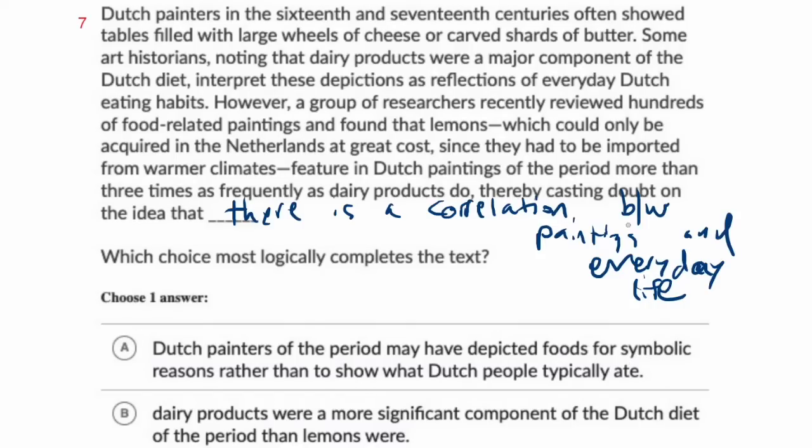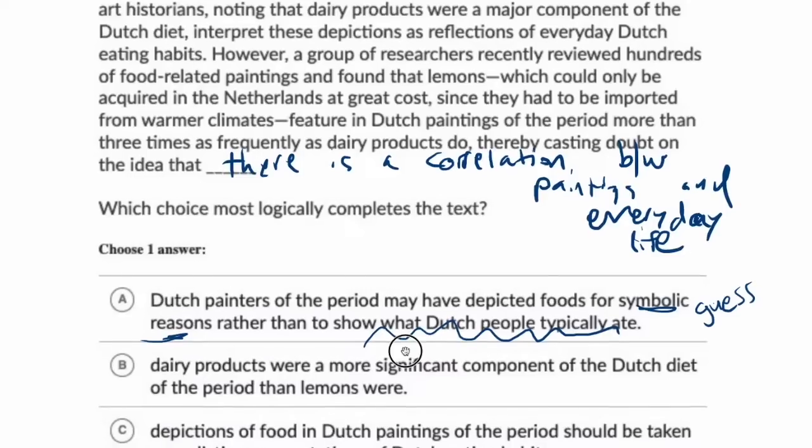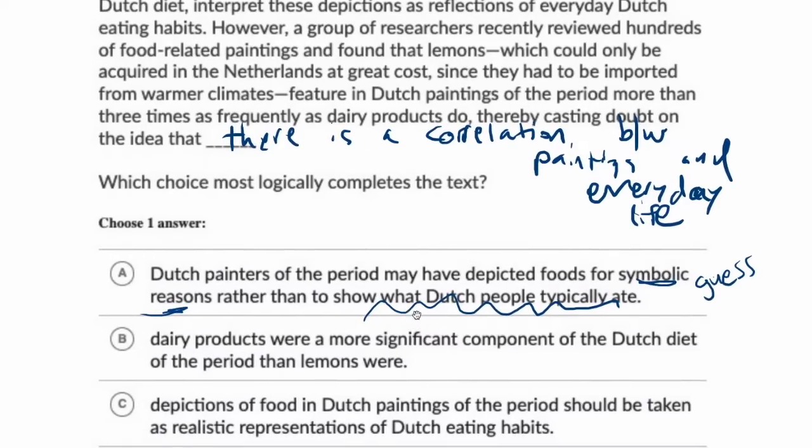It doesn't actually say anything about symbolism. And so that would be an example of, I'd say, something that's a little bit of a guess or an assumption, at least in terms of that part. Even though that part looks good, because they're probably not showing what they typically ate. But I would definitely say we want to look at the others before we pick A.